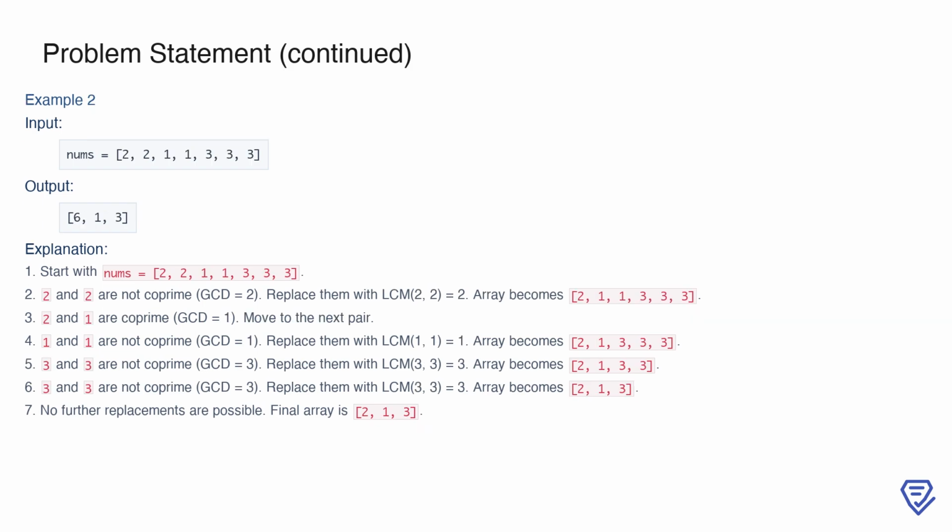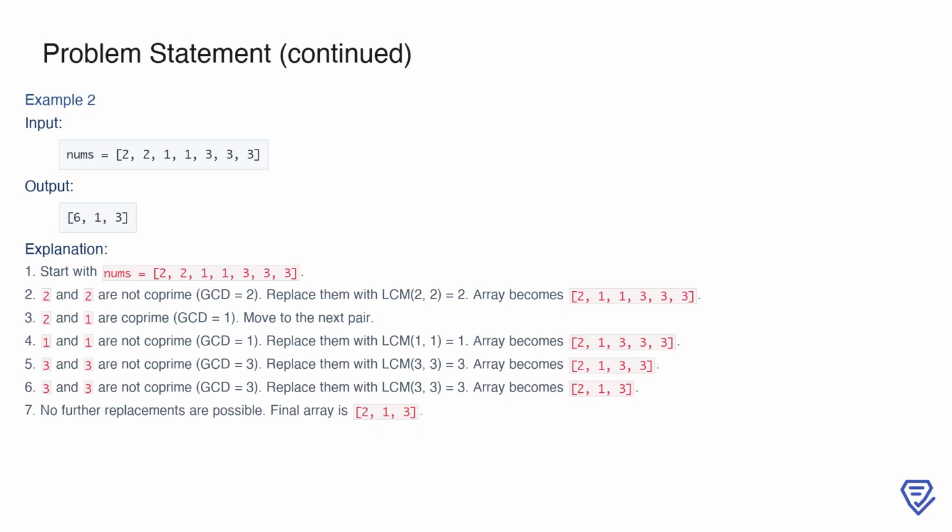In the second example, the input array is 2, 2, 1, 1, 3, 3, 3. Starting with the first pair, 2 and 2 are not coprime because their GCD is 2. Replacing them with their LCM of 2 gives the array 2, 1, 1, 3, 3, 3. Next, 2 and 1 are coprime as their GCD is 1, so we move to the next pair. The pair 1 and 1 are not coprime since their GCD is 1, so we replace them with their LCM, which is 1. This results in 2, 1, 3, 3, 3.